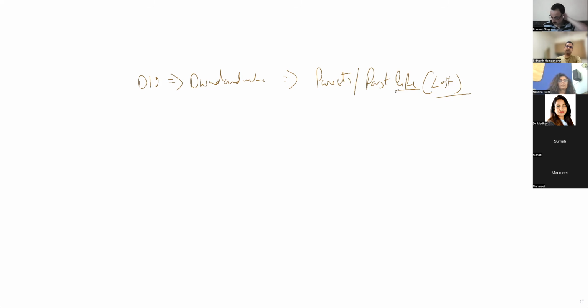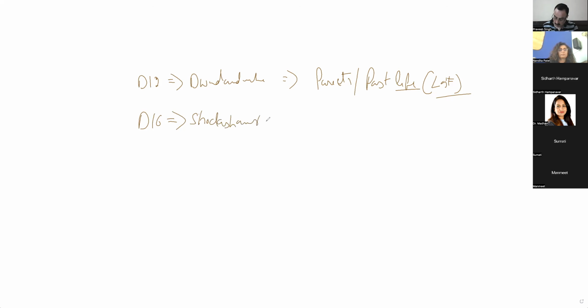Okay, so after the D12, the next chart we look at is the D16 chart. What is this D16? It is the Shodashamsha. This is known as the Shodashamsha chart. So why do we use the D16 chart? This is very important. Guruji, what color car should I take? What day should I buy a car? Which kind of car should I have?